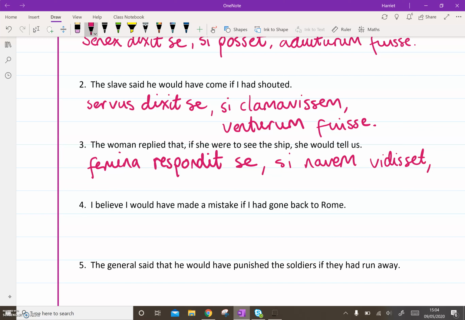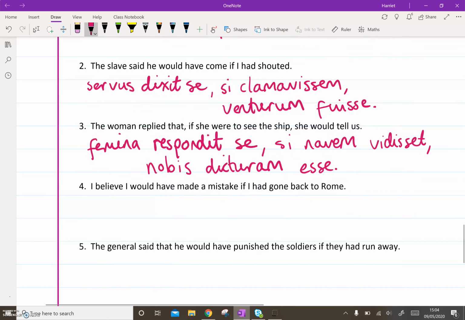So you can see here, if you look at it the other way around, you'd see this vidisset, think pluperfect, but you're not translating it as she had. You're translating it as if she saw the ship or if she were to see the ship. Okay, so then she would tell us, nobis dictoram, because she's a woman, esse.